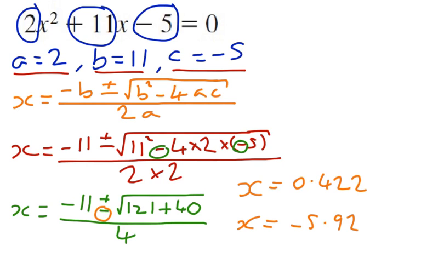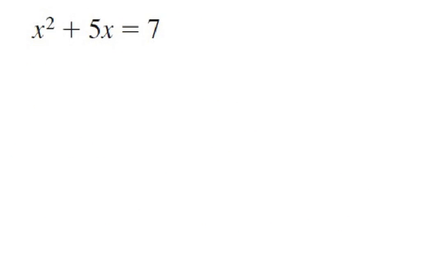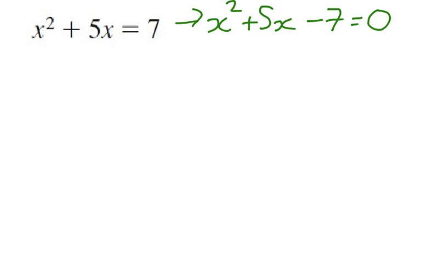So let's have a look at a second example. Now first of all, with this one we need to do a little bit of rearranging, because whenever we're solving a quadratic we need the right hand side to be 0. So this is the same as x squared plus 5x minus 7 equals 0. So that's our first step.